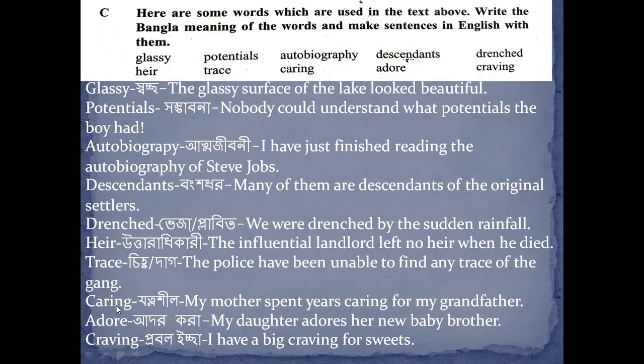Our next word, caring, means Jatnoshil. My mother spent years caring for my grandfather. Next, adore means Adur Kora. Here is a sentence. My daughter adores her new baby brother. Our last word, craving, means probol icha athoba tibro akanka. The sentence is, I have a big craving for sweets.